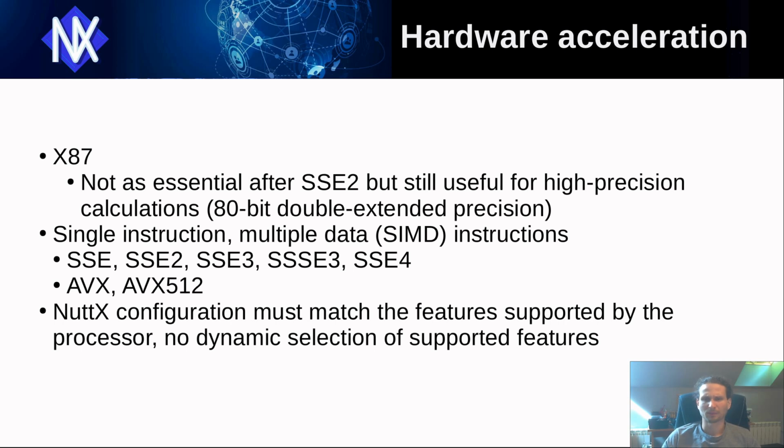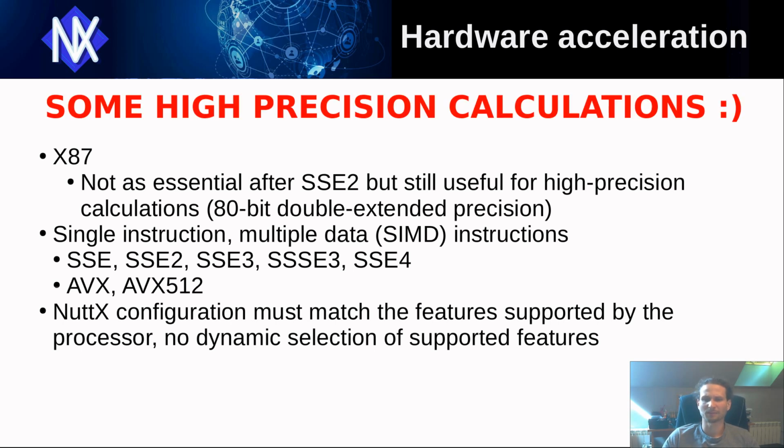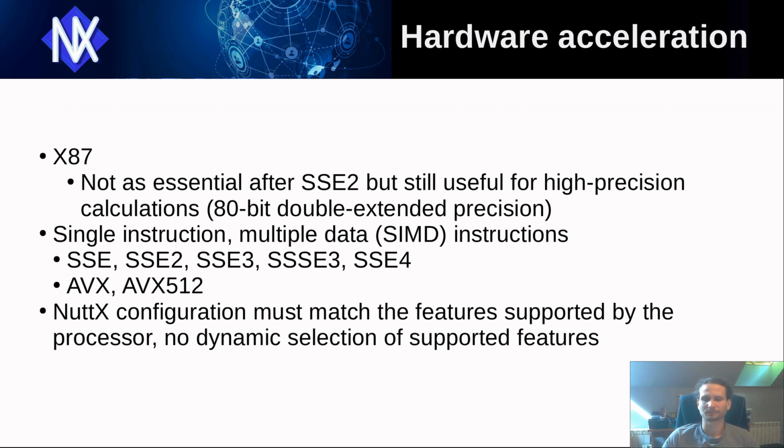Now a few words about math acceleration in x64 processors. I will deal with two types of hardware acceleration in x64 here. The first is the legacy x87 instruction set, which is not as essential after making SSE2 available by default in x64 according to specification, but still can be useful for some high precision calculations.